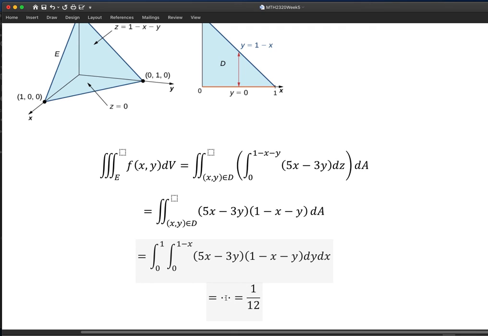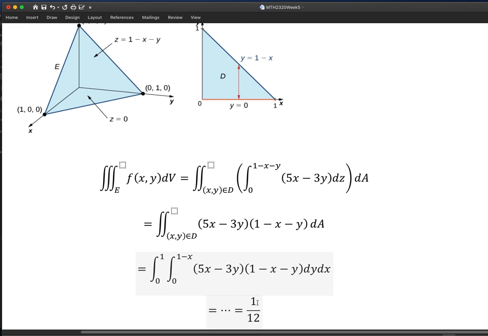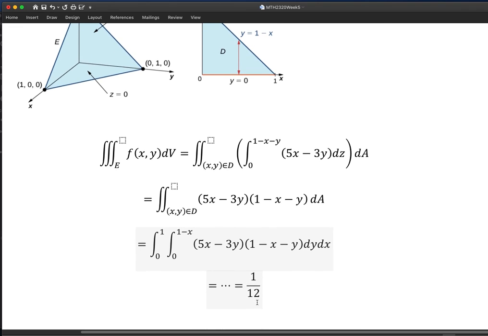I skipped some steps here, but hopefully you can handle the calculation by yourself. And in the end, we find the triple integral turns out to be 1/12.